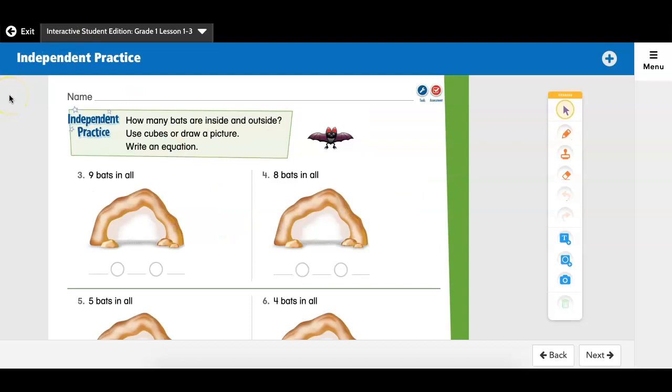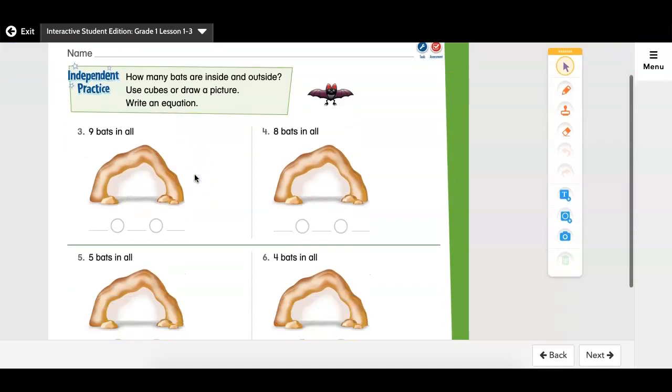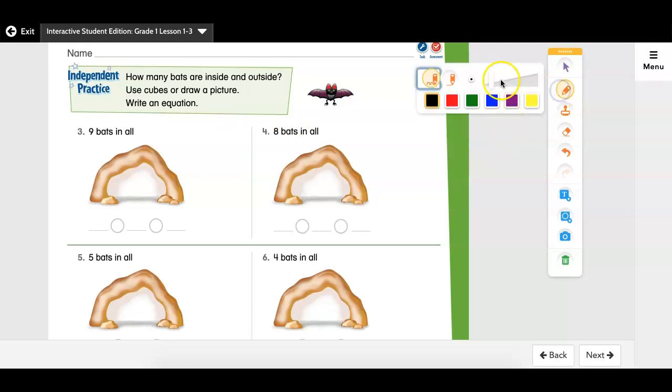Let's get started on the independent practice. So this is on page 15 in your workbook. The independent practice says how many bats are inside and outside. Use cubes or draw a picture and then write the equation. I'm going to move my screen down just a little bit. Okay. I'm just going to use my pen for this one because the cubes take up a little bit of room. So you can just use your pencil. Okay, so for all of our equations on 3, 4, 5, and 6, we are talking about bats.